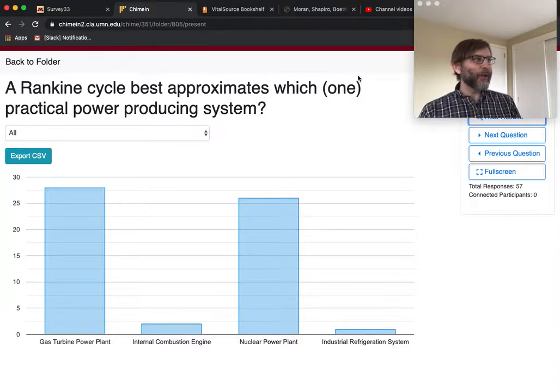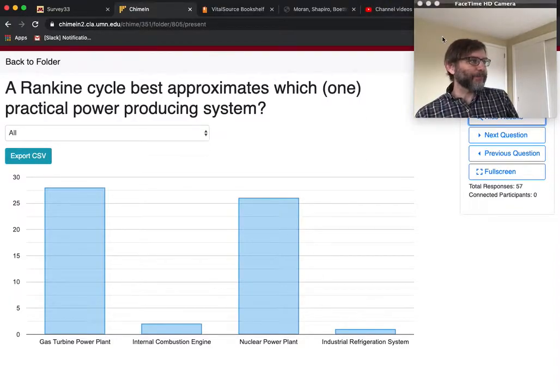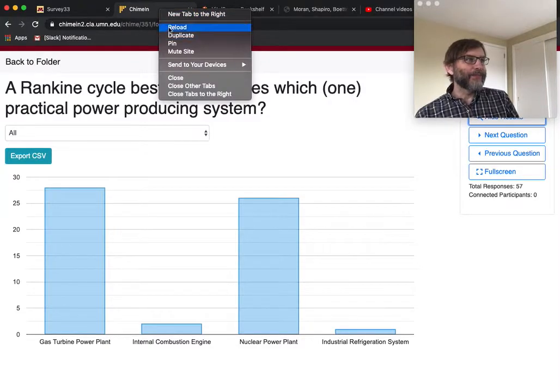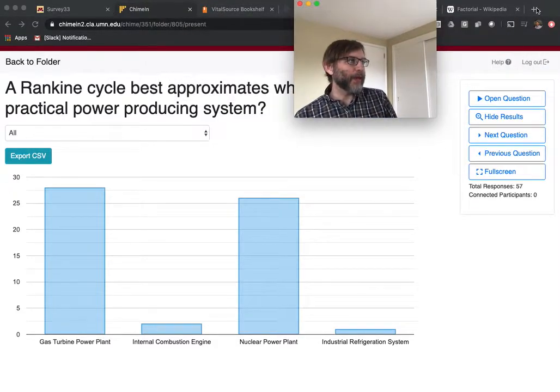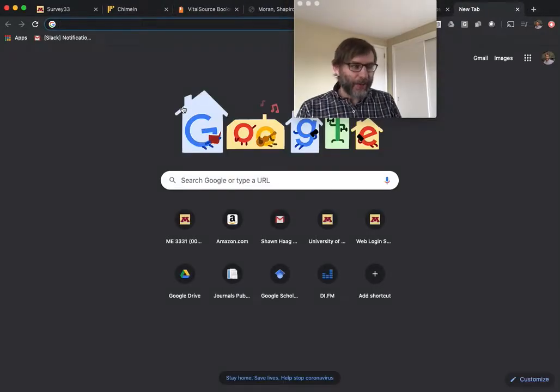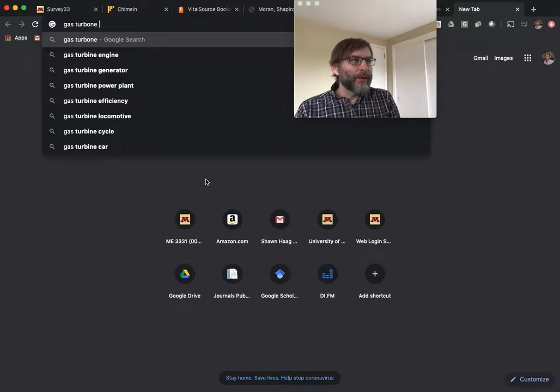If you were to Google gas turbine power plant, if I can do that. Let me just create a new tab, okay? And let's Google search gas turbine power plant and cycle.